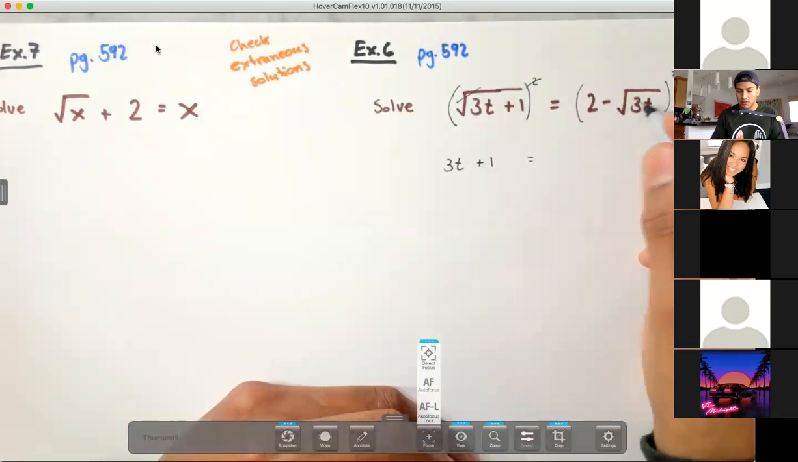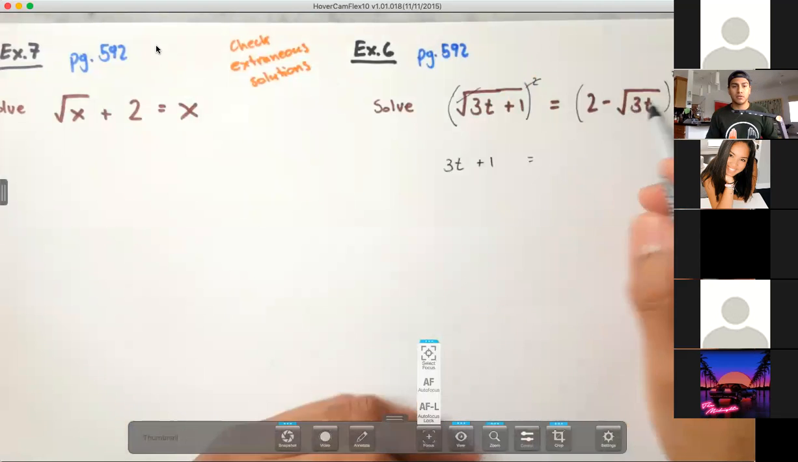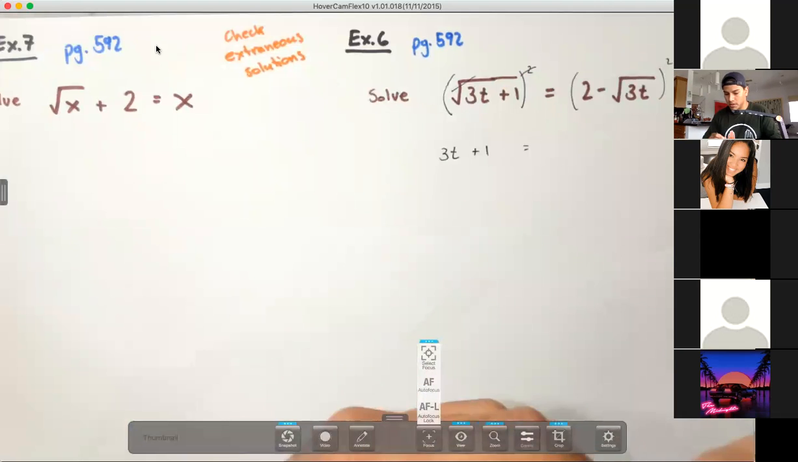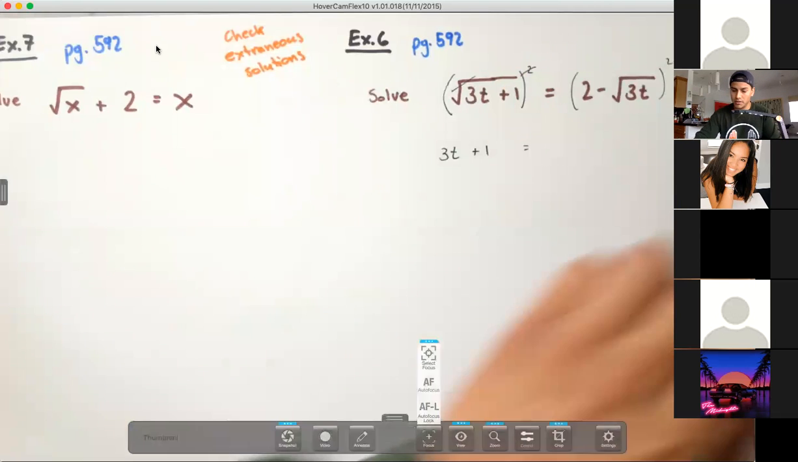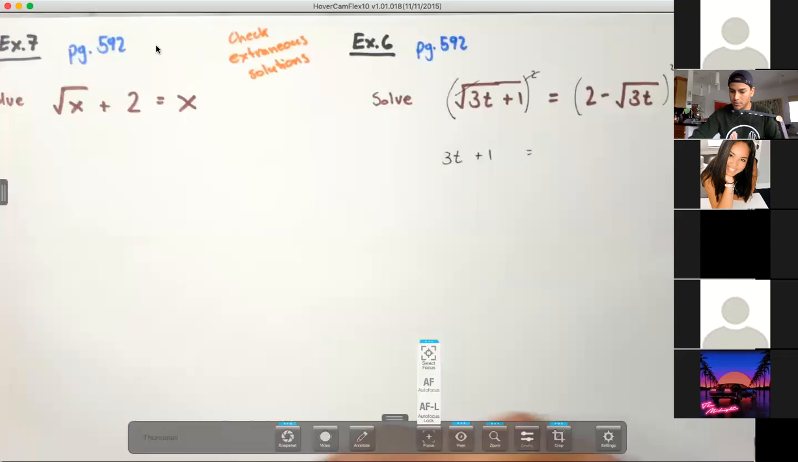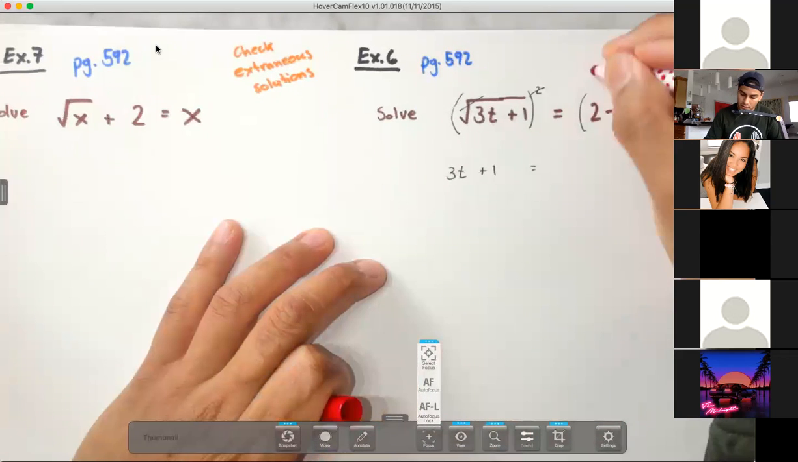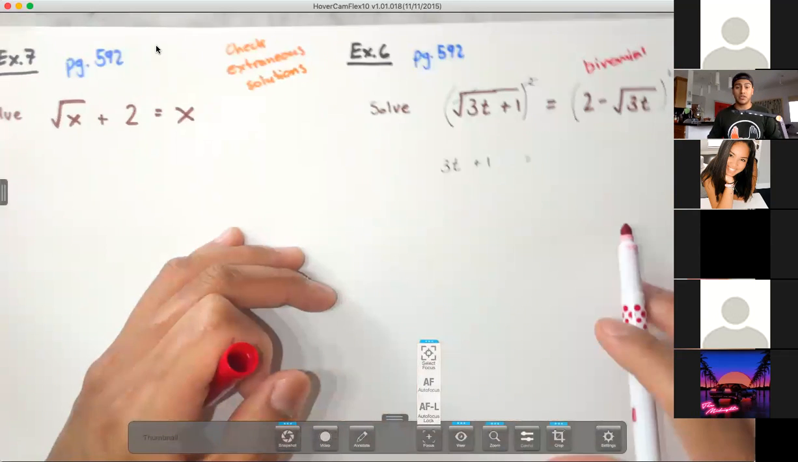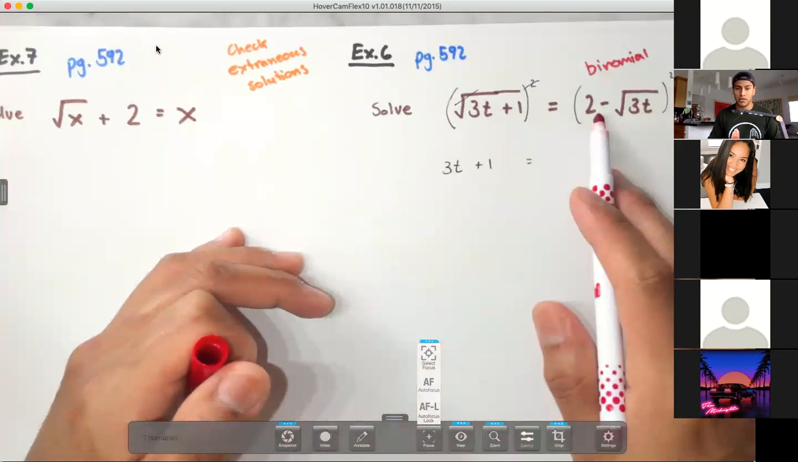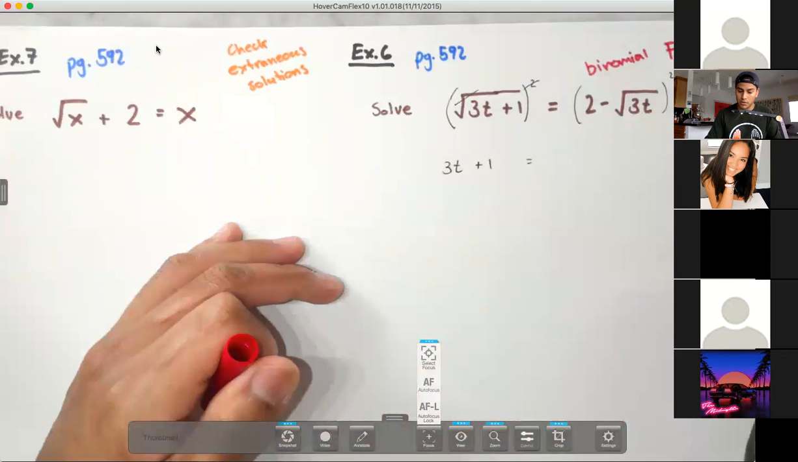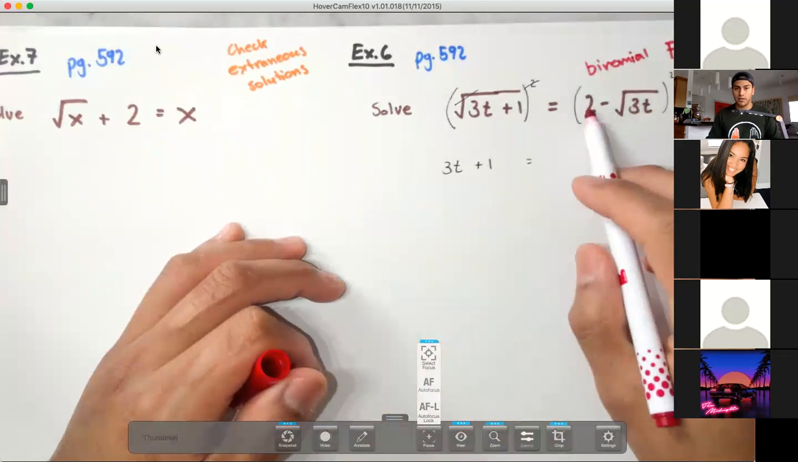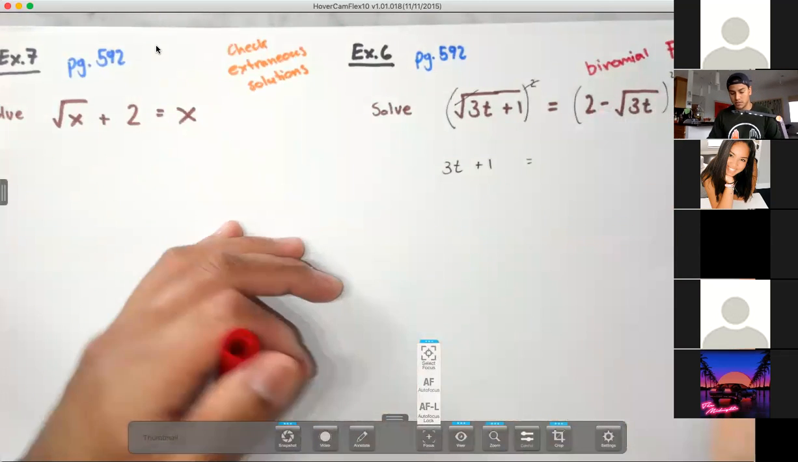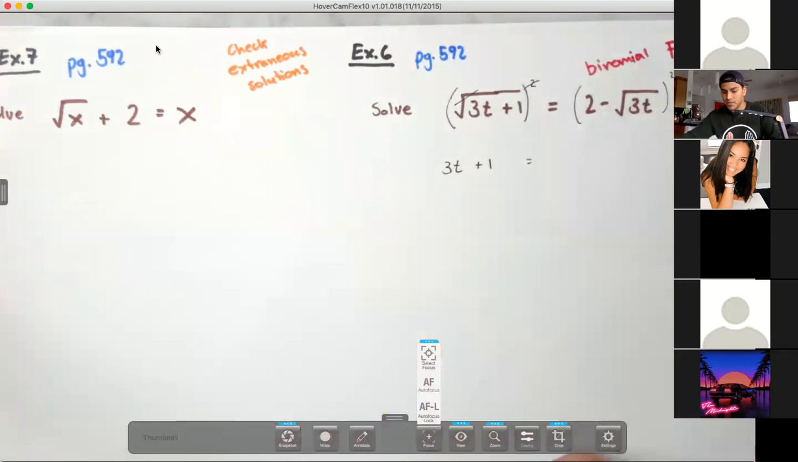And on this side, we'll do the same exact thing, but this side's a little bit different because now we have the square of a binomial. So this right here is going to be a binomial. Whenever we square a binomial, what we have to do is FOIL. So we're going to have to multiply this times this, this times this, and this times this, and this times this. Let's go ahead and FOIL it quickly, right under here.